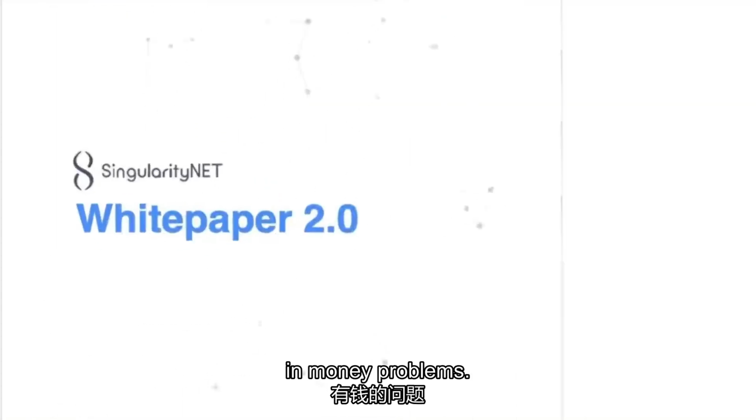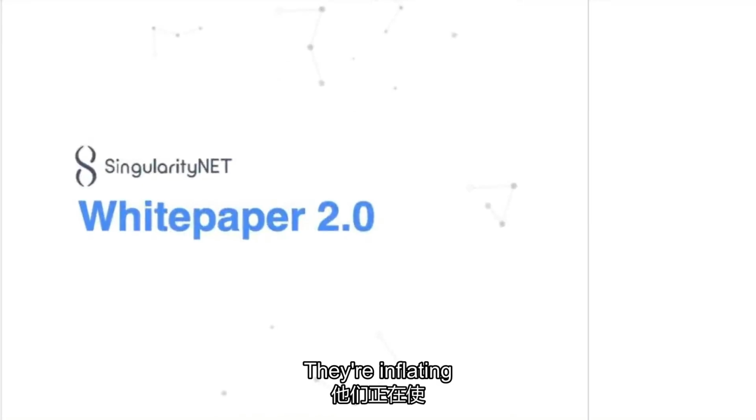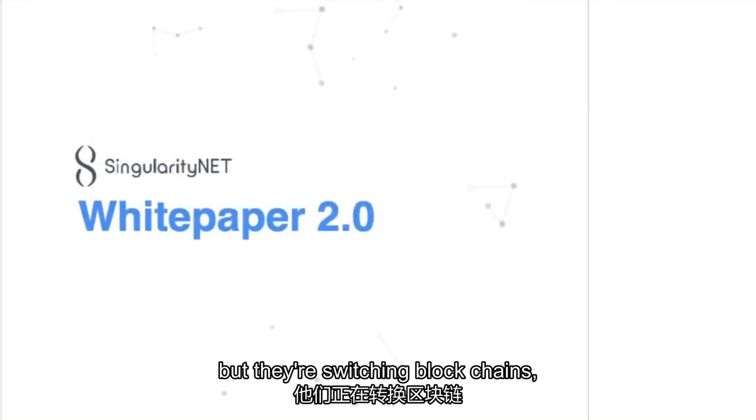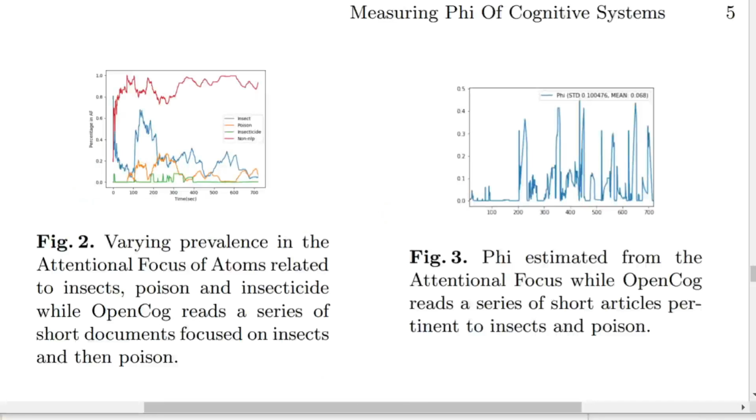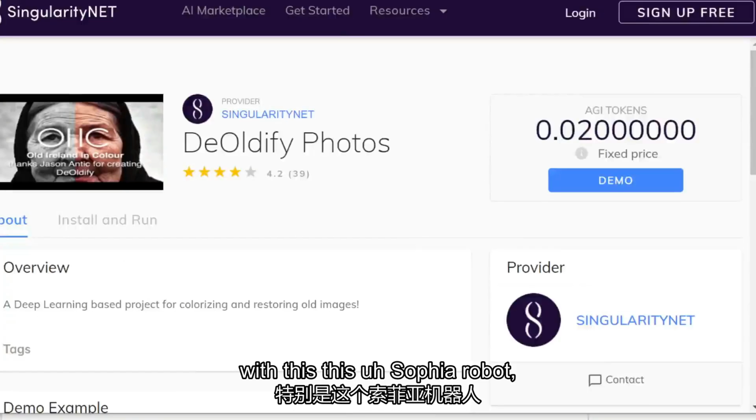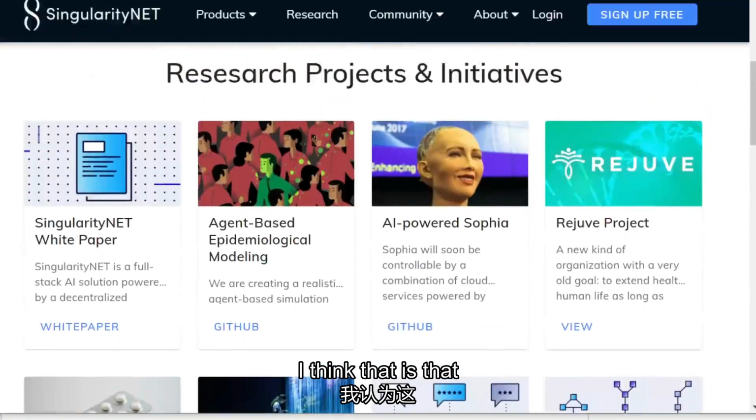And yeah, they've built it, and they are in money problems currently. They're inflating the currency, but they're switching blockchains because they think the new blockchain will be better and faster. And they project high growth, and the token is actually active. So it's not a dead project, and they are in the news quite a bit, especially with this Sophia robot. I think it's a kind of a PR magnet.